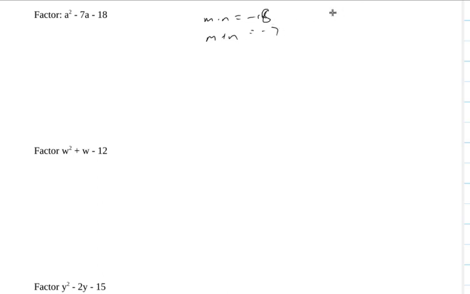Alright, so to get a product of negative 18: 1 and 18, 2 and 9, 3 and 6. 4 doesn't go into it, 5 doesn't go into it, 6 is already covered, so that's our list. We need a sum that's negative, and we know that one of these two numbers has to be negative. Since the sum is negative, I know that the negative is going to have to go on the larger of the two numbers. And you can see pretty quickly that is my pair that I'm looking for right here, the 2 and the negative 9. So this factors as a plus 2 times a minus 9.